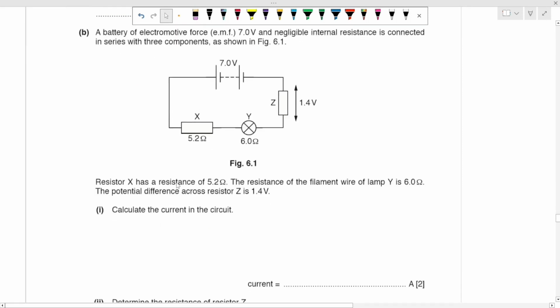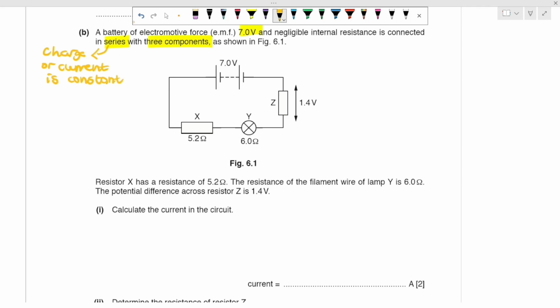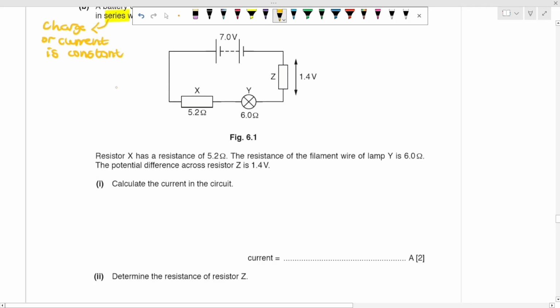Okay, we're given a battery of electromotive force 7. The 7 just refers to the amount of energy that it is going to give to each and every charge that passes through it. Connected in series with three components. Series is very, very important because in series, we know that current is actually constant. And this is a fact, okay? So if you are given this and this and this, calculate the current in the series circuit.